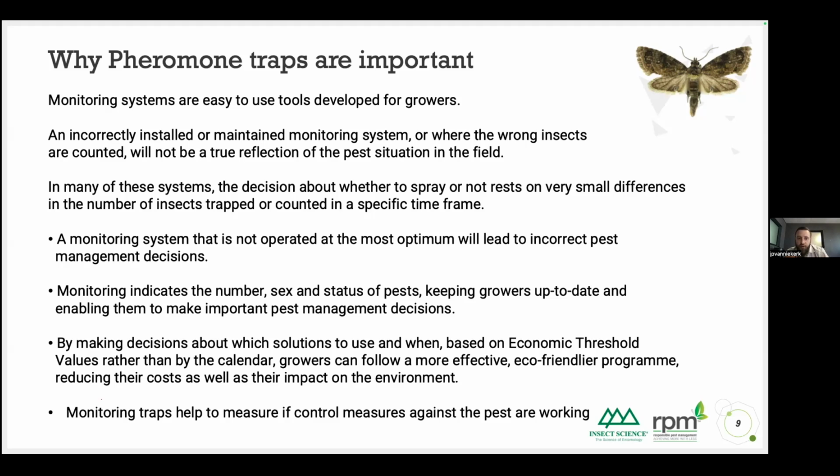When making decisions about which solutions to use and when, it is sometimes based on the economic threshold values of said pest, depending on what association you're involved in, rather than just calendar sprays. Let's say every 1st of September, you always spray. Rather, by monitoring, you can know when to act more effectively. And this is a lot more eco-friendly to your program, which can sometimes reduce your costs as well as the impact on the environment when you do it this way.